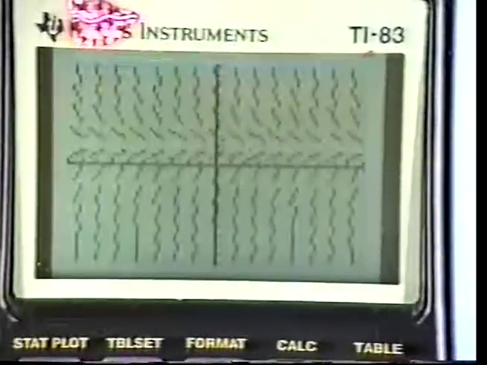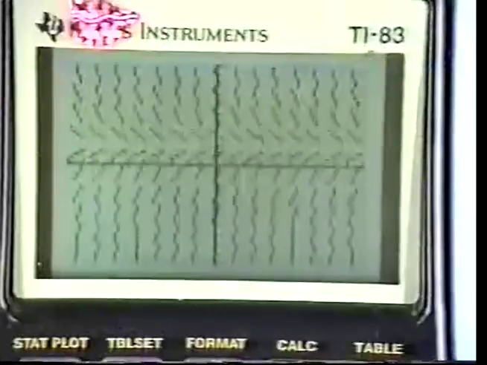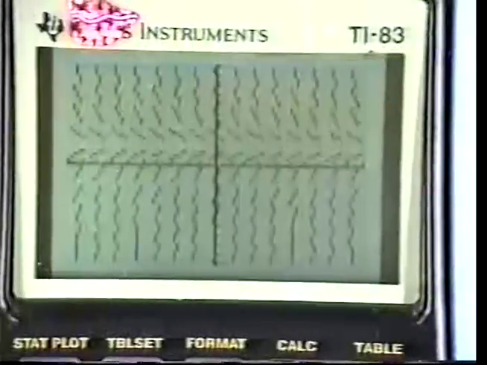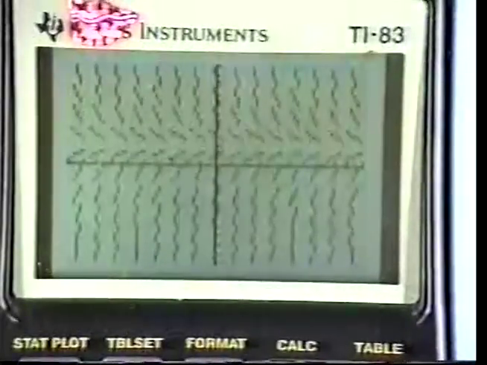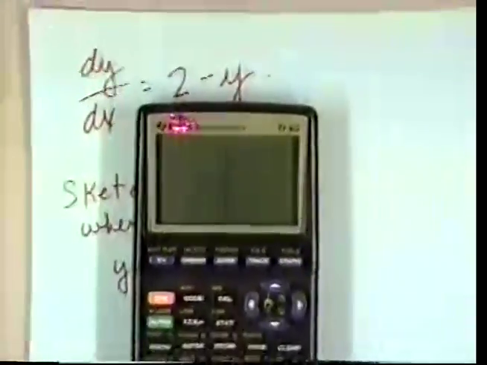So, that is, I've lost my button here, hang on. There we go. That's a look at slope fields.